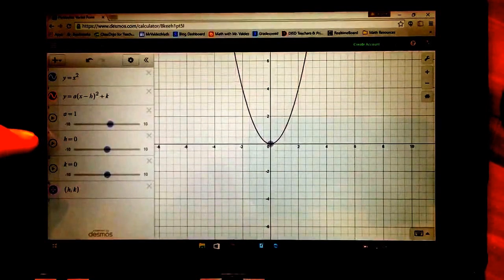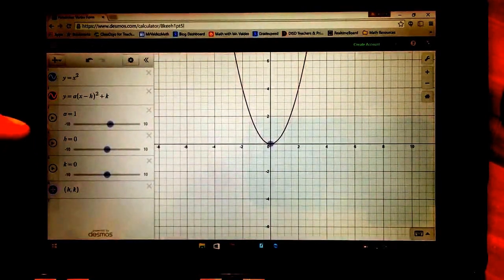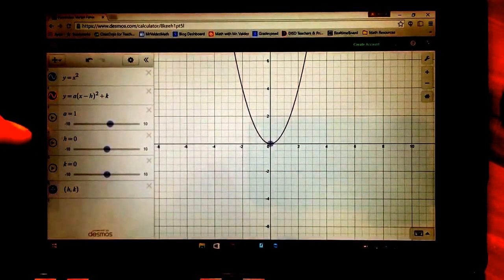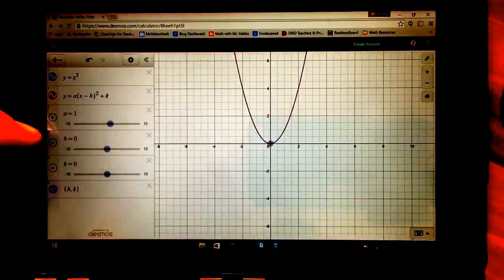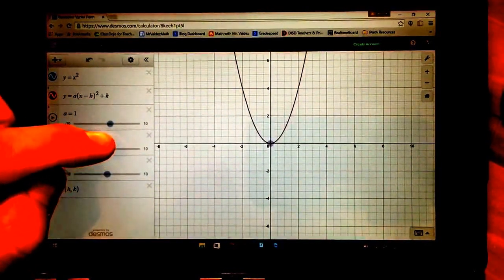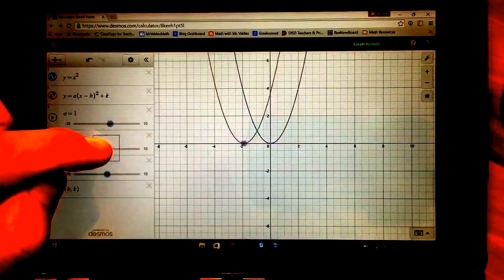Okay, good. Now, what does h do? Is that a vertical translation or horizontal translation, wider, narrower, or a reflection over the x-axis? If you remember correctly, this is going to be a horizontal shift.